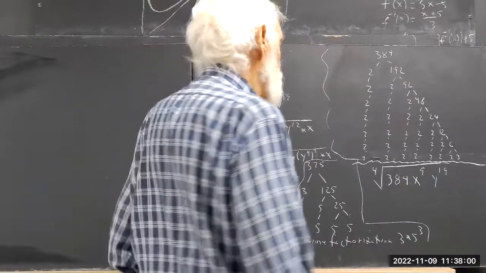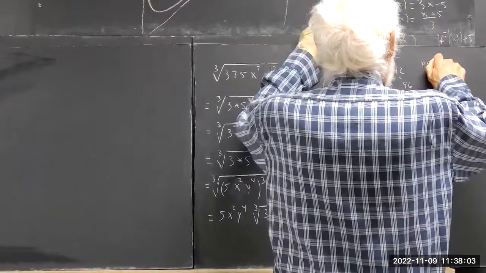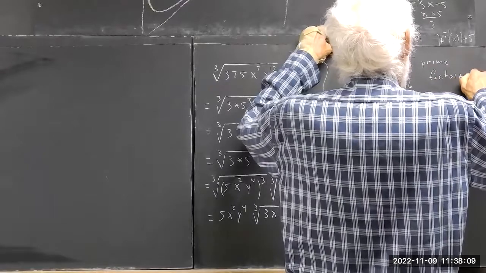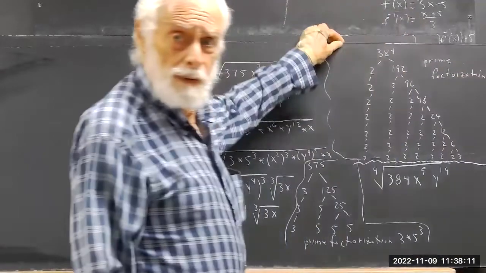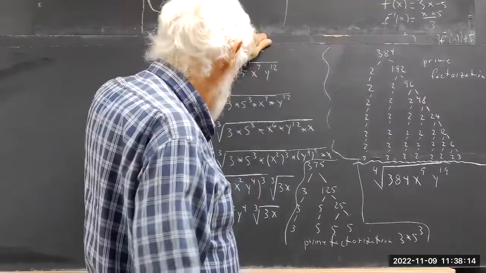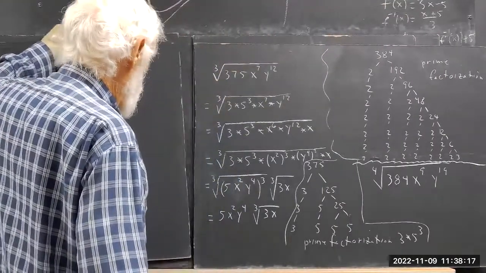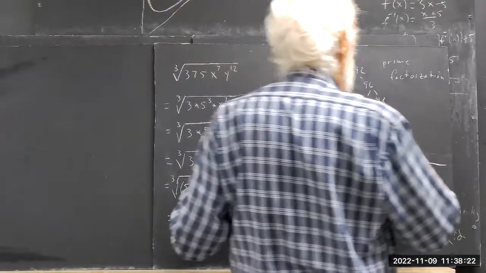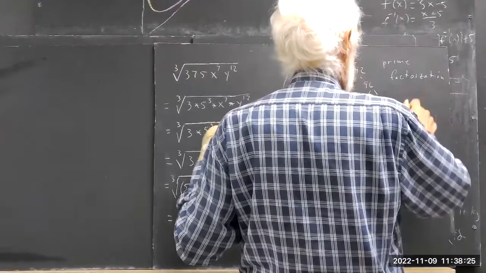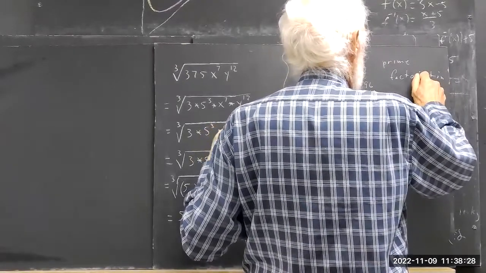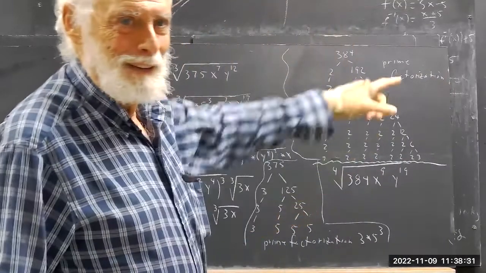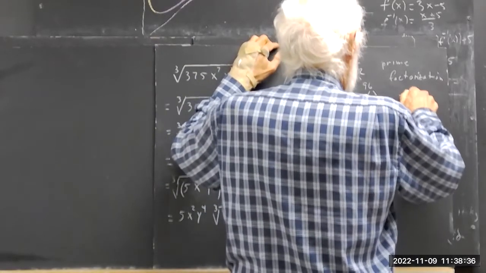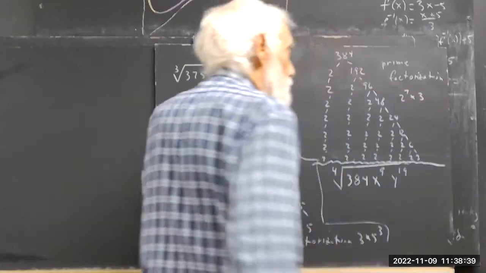So now, prime factorization. I'll bet I'm almost off the board, almost off the camera. Not quite. Okay. Prime factorization is what? 1, 2, 3, 4, 5, 6, 7 twos, 2 to the 7th times 3.